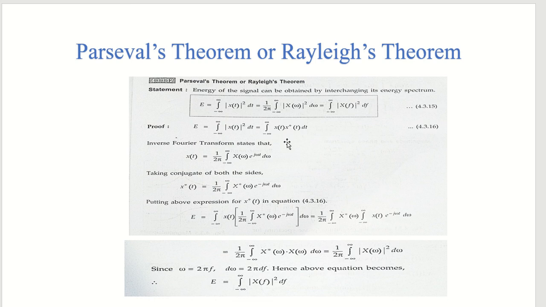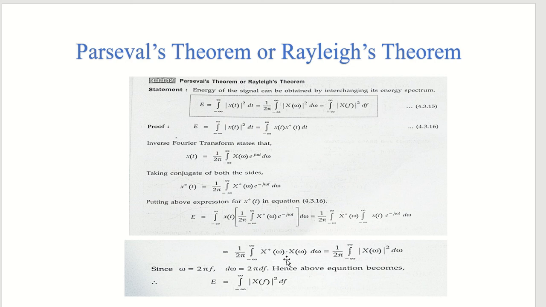When we simplify this, the 1 by 2 pi will come out of the integral, one integral will stay with the integral from minus infinity to infinity of X star omega, the conjugate of X of omega, and the remaining term will be the integral from minus infinity to infinity of x(t) times e raised to minus j omega t dt. So what does this formula stand for? This is the formula for the Fourier transform of x(t), which is X(omega). So here you can write 1 by 2 pi, the integral from minus infinity to infinity of X conjugate of omega times X of omega d omega.